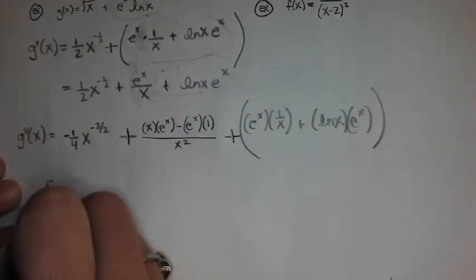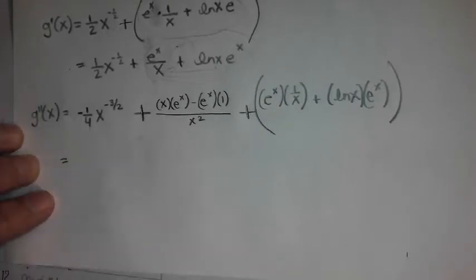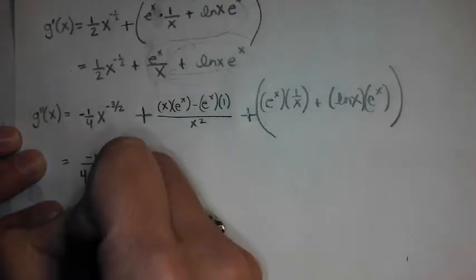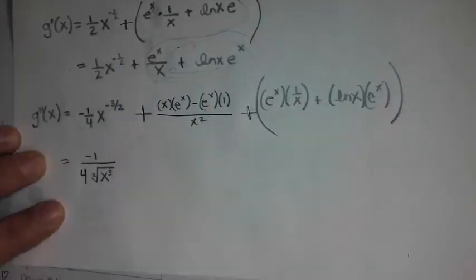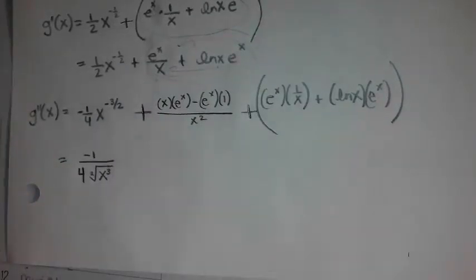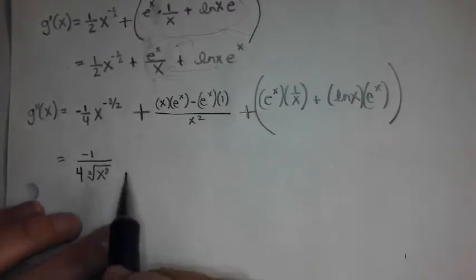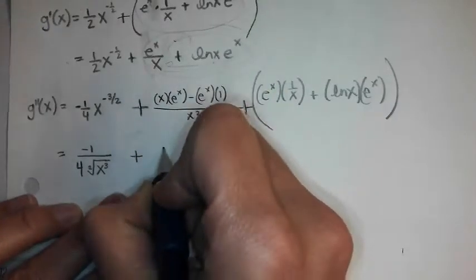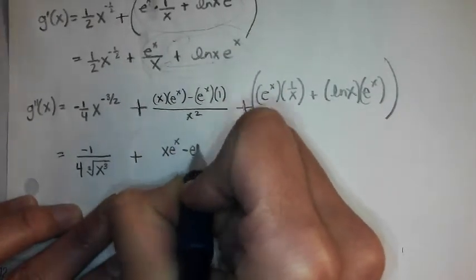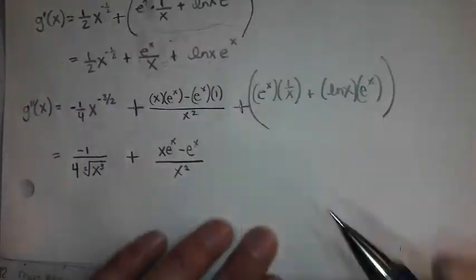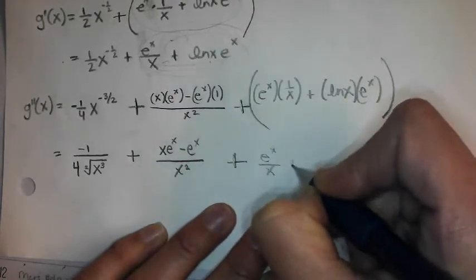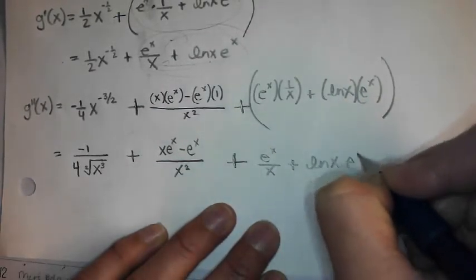Okay, clean up. This first term, negative 1 over 4 square root of x cubed, you can do that. We'll do that if we want to. We'll do that next. Plus this fraction x e to the x minus e to the x over x squared plus e to the x over x plus ln x e to the x.